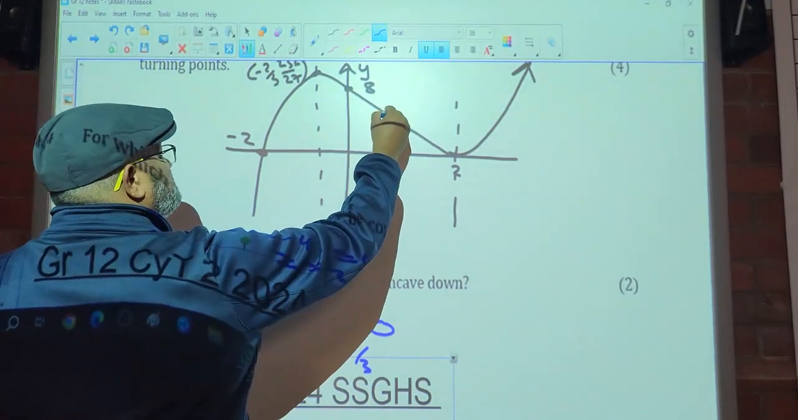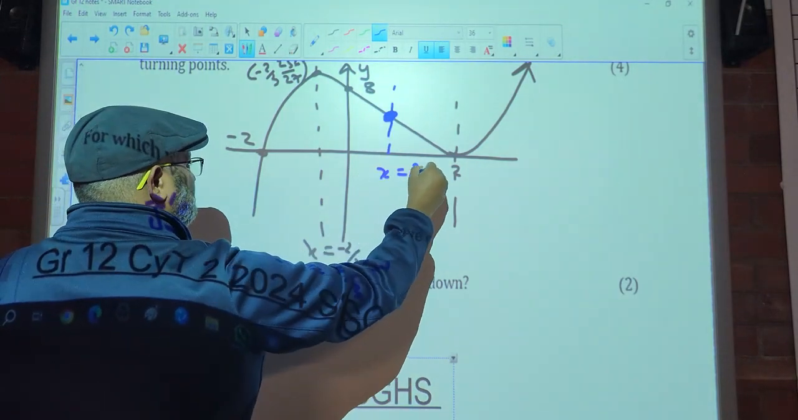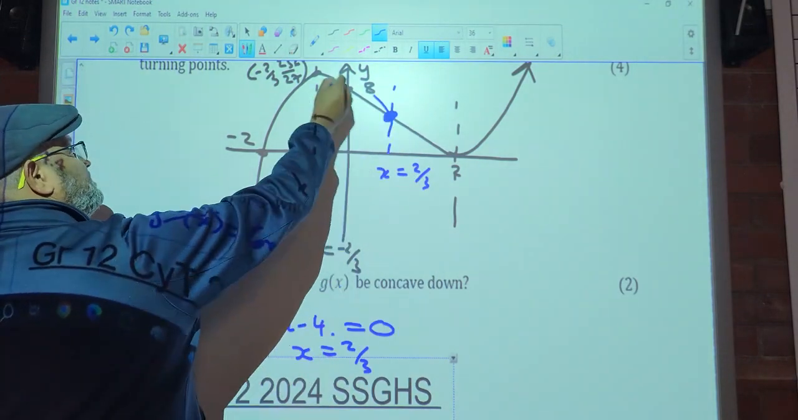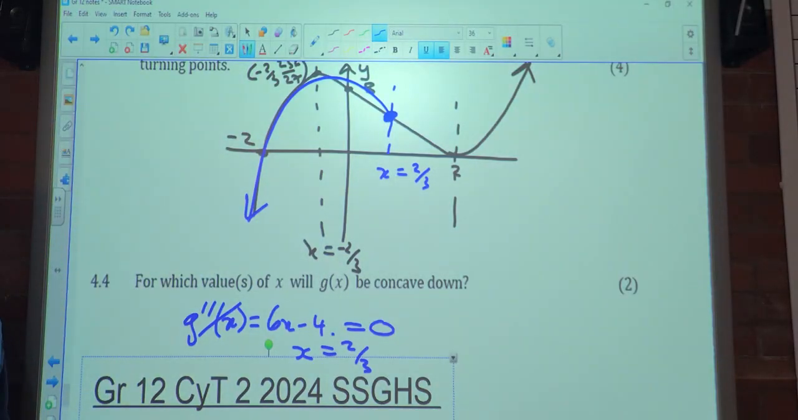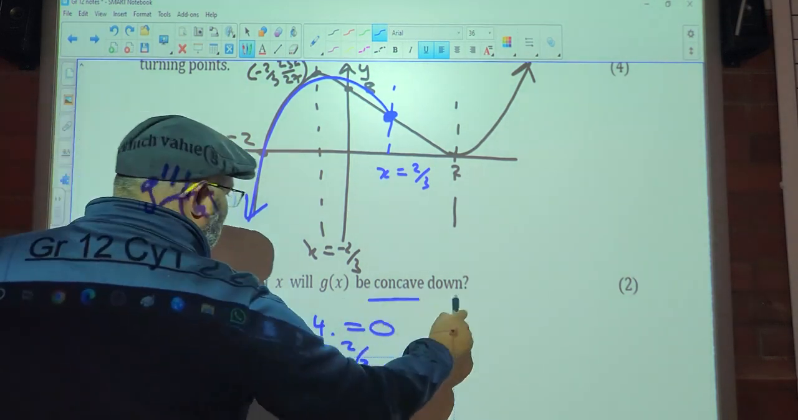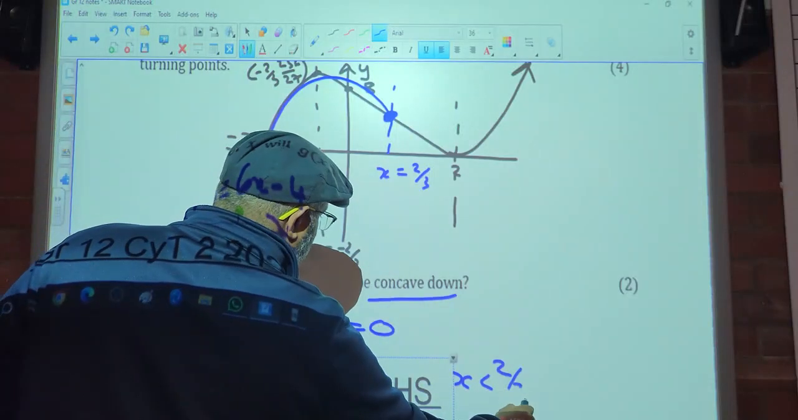Now that point is approximately here. This is x equal to 2 over 3. So this part of the graph is concave down or up? Down, it's concave down. So they ask you for concave down. So x has to be less than 2/3.